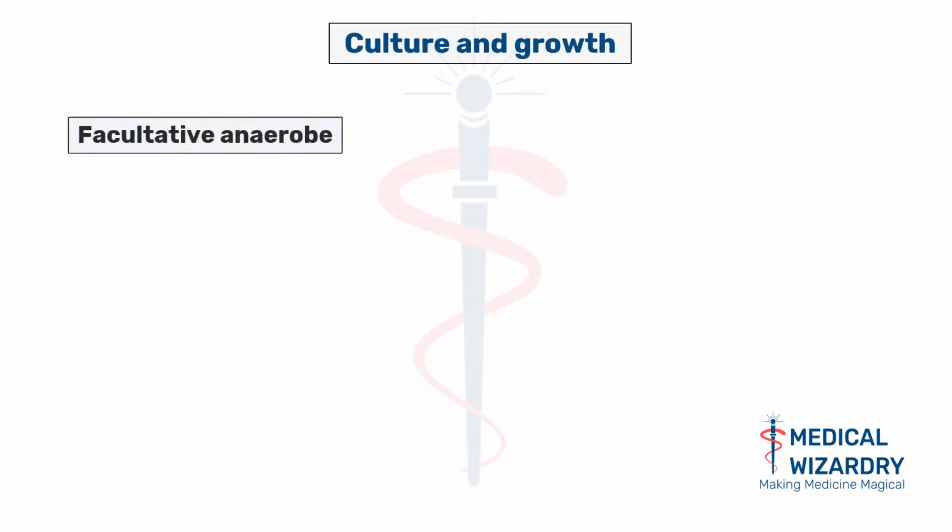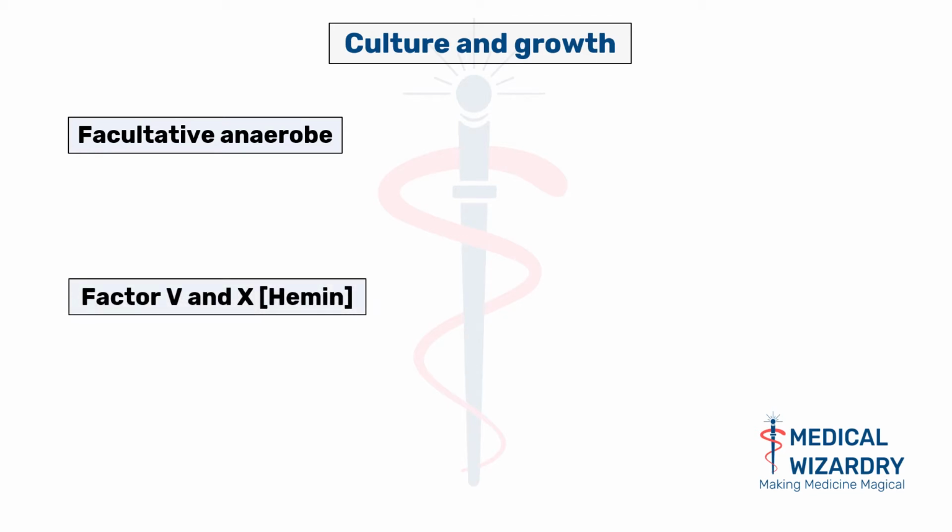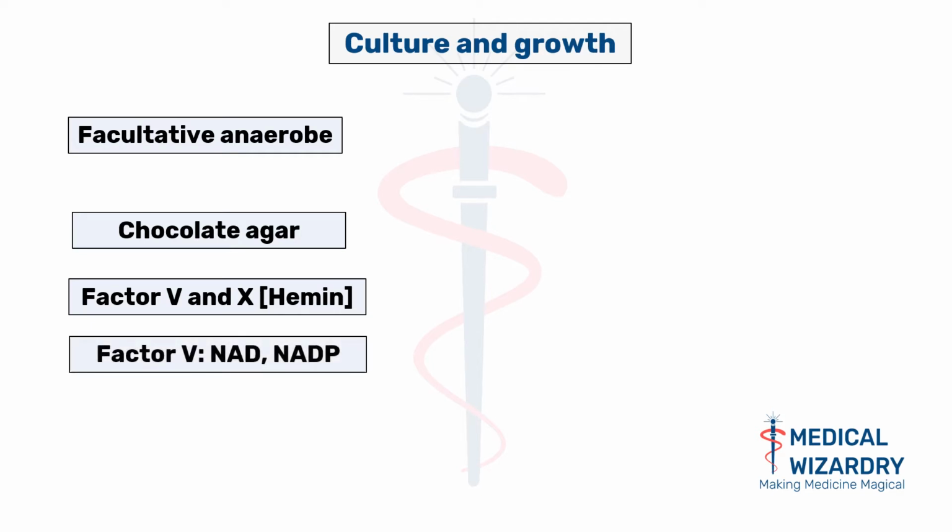H. influenzae is a facultative anaerobe, which means it can survive in the presence of aerobic conditions also. Growth of H. influenzae requires growth factors V and X. This is one of the main reasons why we use chocolate agar for culturing H. influenzae, since factor X is nothing but hemin, which is found in blood, which in turn is one of the major constituents of chocolate agar. Factor X is required for synthesis of enzymes that help in survival of H. influenzae in aerobic conditions. Factor V is none other than NAD or NADP.